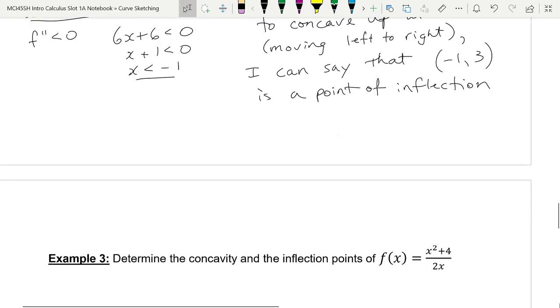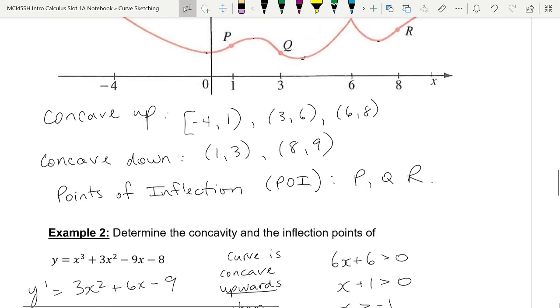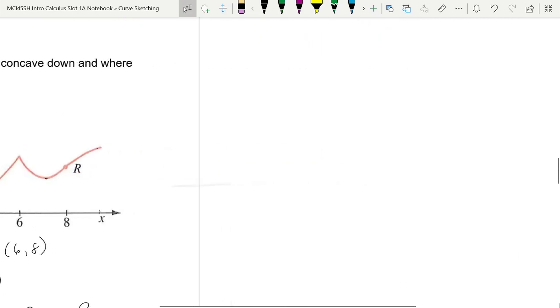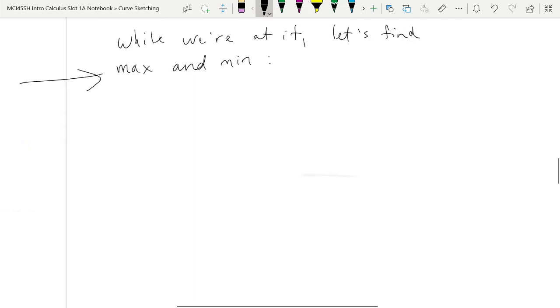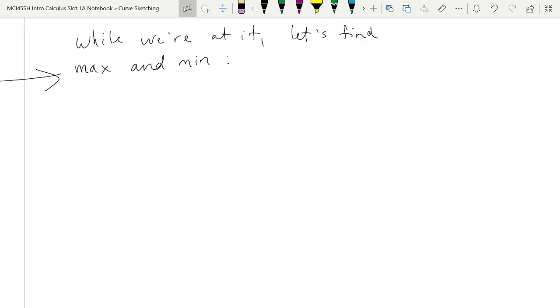Okay, I don't want to go on to the next page yet, so I'm going to move over. If you want, you could move on to loose leaf or something. I'm going to move over here and say, while we're at it, let's find max and min, right? We know it's a cubic. We are fairly sure that there could be a local maximum and a local minimum. So let's see if we can find that.